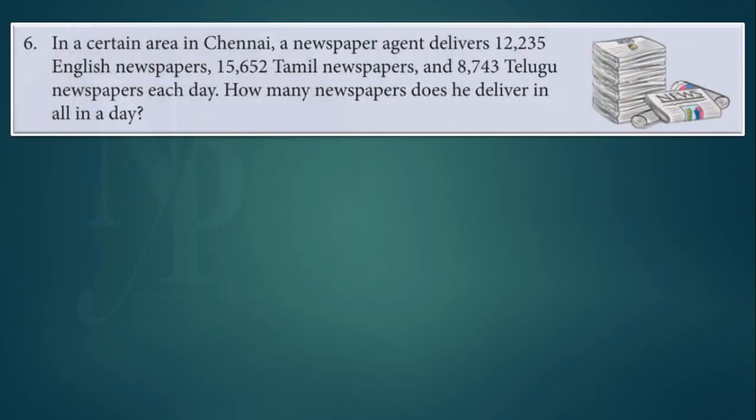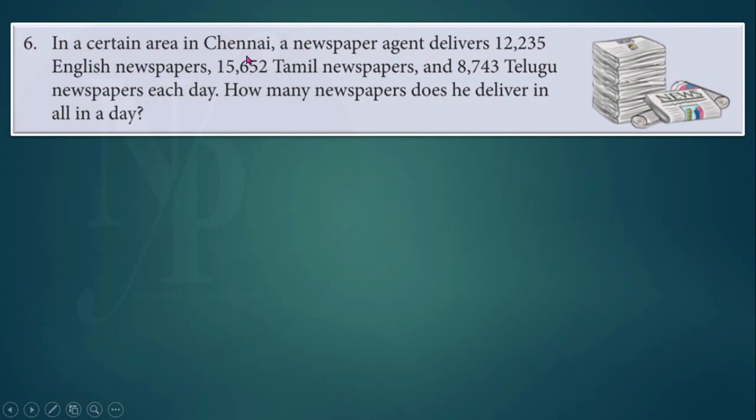Question number 6. In a certain area in Chennai, a newspaper agent delivers 12,235 English newspapers, 15,652 Tamil newspapers, and 8,743 Telugu newspapers each day. How many newspapers does he deliver in all in a day?